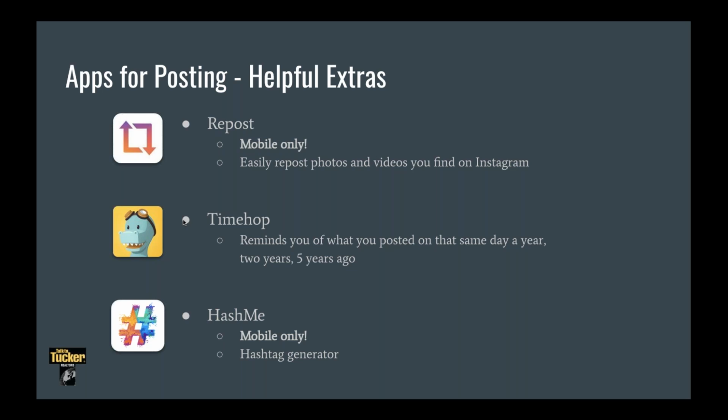The last one in the posting category is HashMe. How many of you know that you should be using hashtags, but you find yourself wondering what to add? HashMe is a hashtag generator. So all you have to do is type in a word related to your post, and it will spit out a bunch of related hashtags for you to use. So if you type in new listing, it might give you a bunch of different options, different variations of new listing for you to be able to add as many as you can. So if you download anything today, I think this is the most handy. You should definitely download this one.